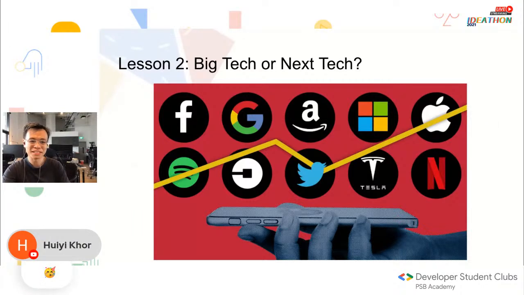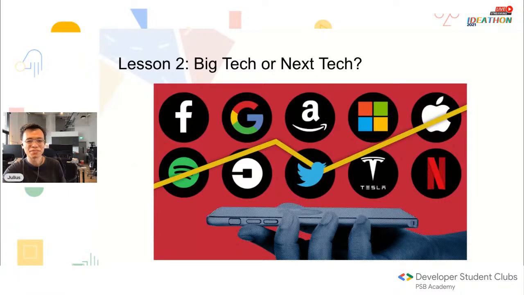Then the question becomes, should we go to big tech? Should we go to small tech? Should we go to next tech? There's always a bunch of reasons why you want to go to one or the other, and there's not a right or wrong answer to it. Here's what life is going to look like.